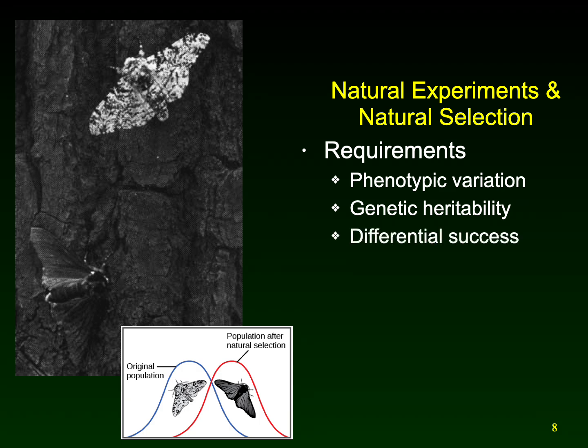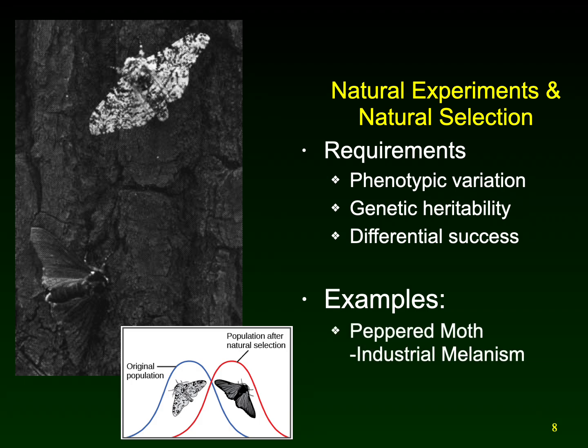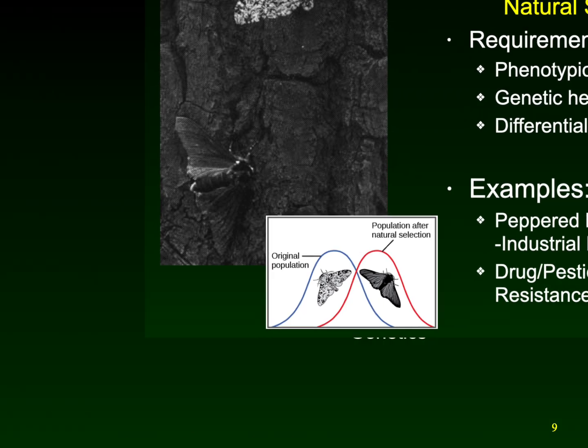Okay, and so this led to differential success, and the appearance of the moths dramatically changed. So this was a really good example of evolution in action, the peppered moth, and this was called industrial melanism. Once the pollution ceased and they stopped burning coal without any kind of pollution controls, the color of the trees returned back to normal, and so did the moth populations. The selection favored the light colored moths again. Okay. We also see similar things with drug and pesticide resistance. And so we see this kind of thing going on all the time.